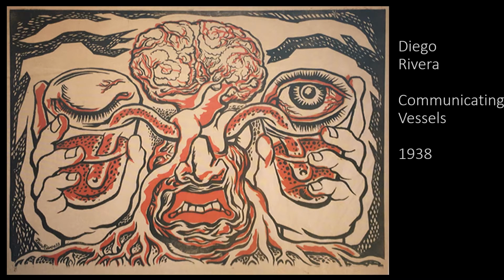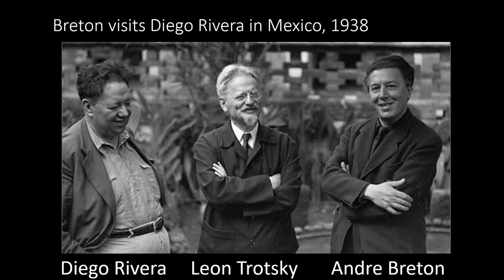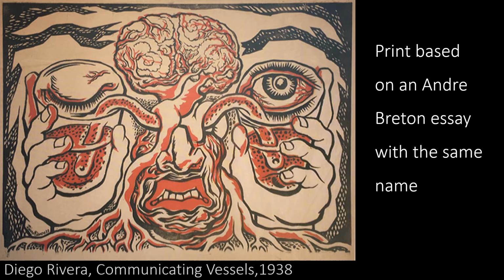Communicating Vessels is a surrealism print Diego Rivera did in 1938. It's based on an essay that Andre Breton wrote called Communicating Vessels. In 1938, Andre Breton visited Mexico and met with Diego Rivera and Leon Trotsky. Andre Breton was in Mexico to give a series of surrealism lectures, and Diego Rivera created this print to promote his lectures. Let's look at the print's composition.